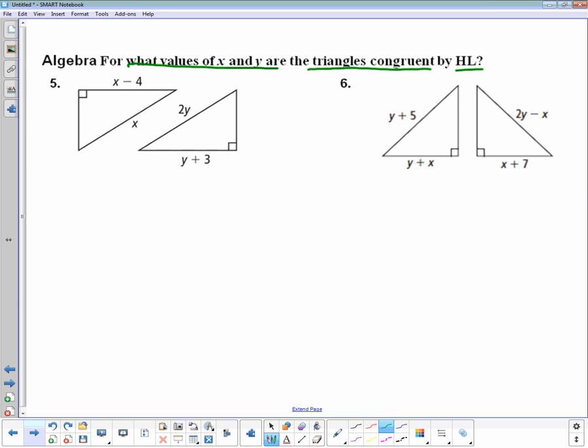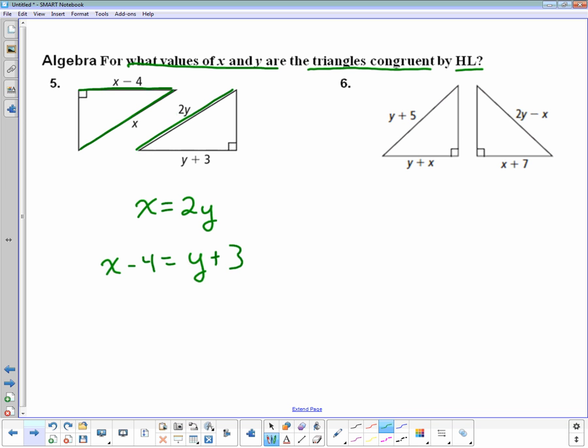Okay, these are tricky, okay? But let's see, what would x equal? What would this x equal? What does the x correspond to? 2y. Because those are the two hypotenuses. Okay? And what would x minus 4 equal? y plus 3. Okay. We have two equations and two unknowns.